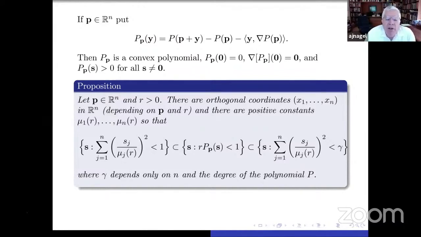And now the point is that if I take a point p in Rn, then what I want to look at is the set where this new normalized polynomial P sub lower p is less than 1 over R. And the point is that it's sort of squeezed between two ellipses whose semi-major axes are given by these constants. This again involves somehow analysis of what this convex set looks like.